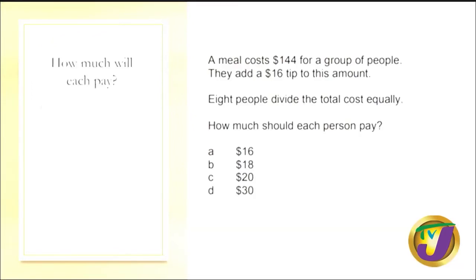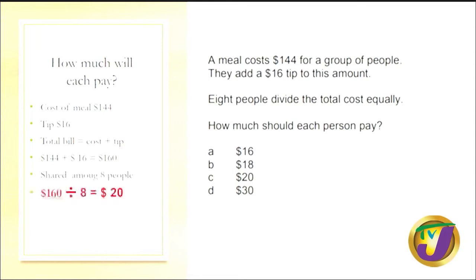Yes, you're going to pretty much have your $144 plus the $16, which is the total bill. So the cost of the meal plus the tip, giving you a grand total of $160. And you have 8 persons to share that with. And it's simple. You're dividing 160 by 8. And each person would pay $20. Brilliant work.